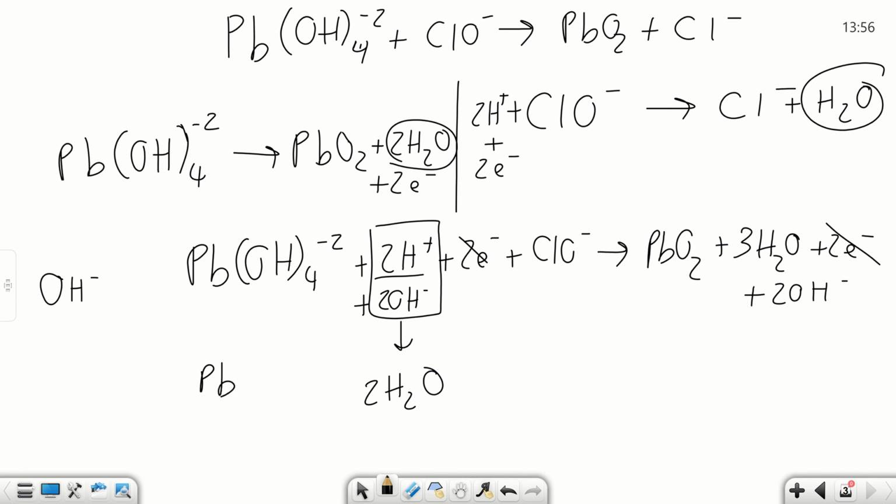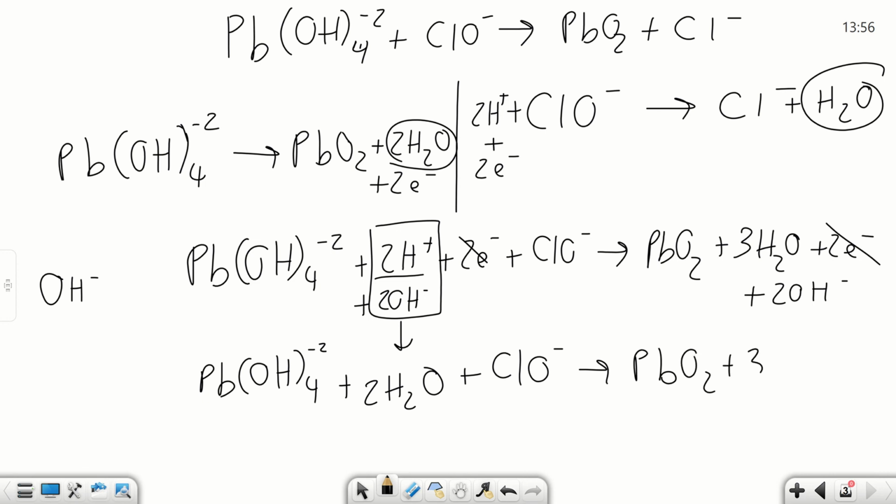So let's look at it now. PbOH4 minus 2 plus 2 H2O. So again, let me quickly review that. I didn't mean to go too fast. You balance out any H pluses you have with any OH minuses. So since I have 2 H pluses, I get 2 OH minuses, and I add that to the opposite side as well. The H plus and OH minus will form water. So there we go. ClO minus produces PbO2 plus 3H2O plus 2OH minus.